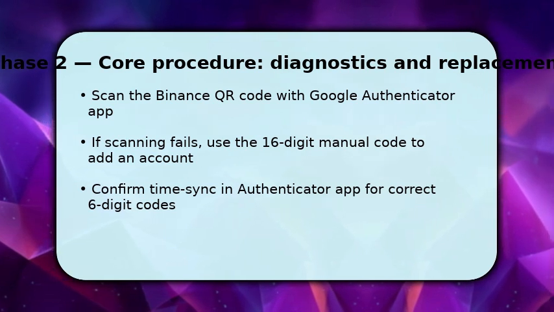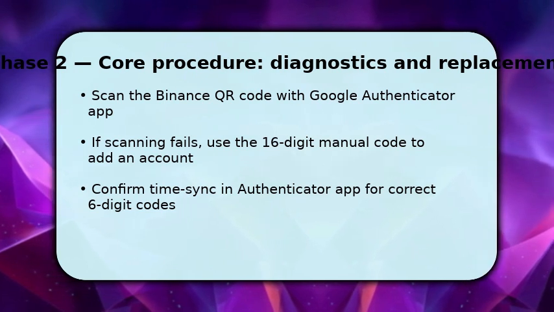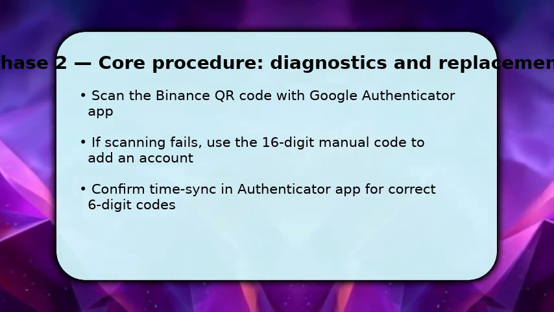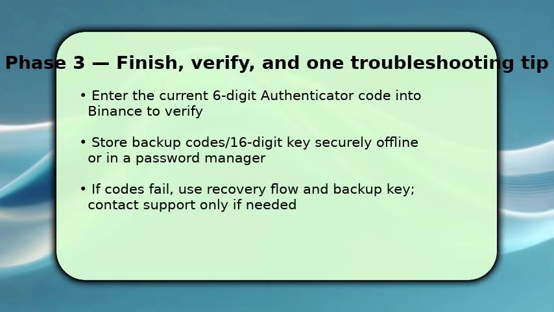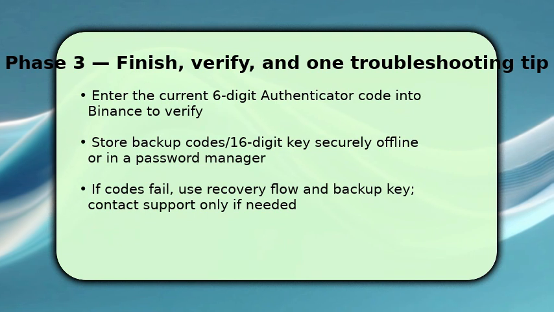After adding, the app shows a 6-digit rotating code for Binance. This code proves the linkage and will be used every time you log in. You finish by entering the current 6-digit code from Google Authenticator into Binance and confirming.